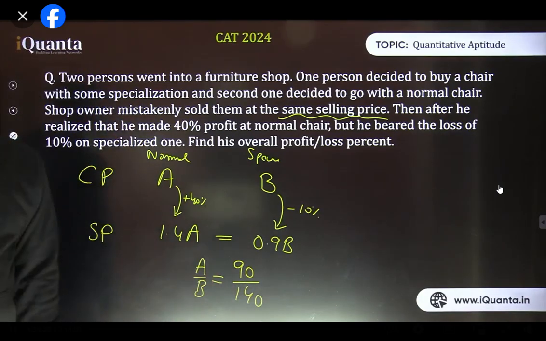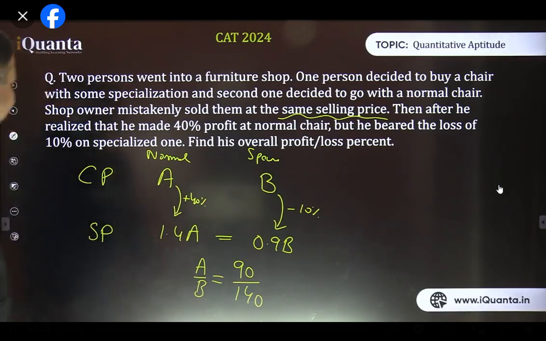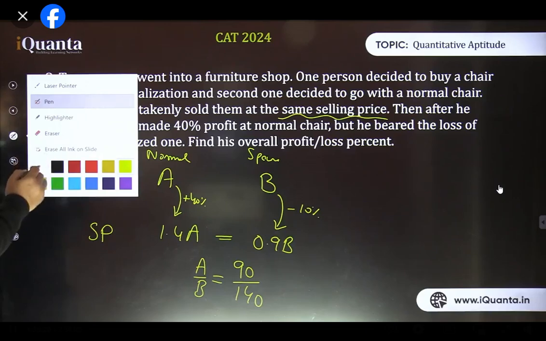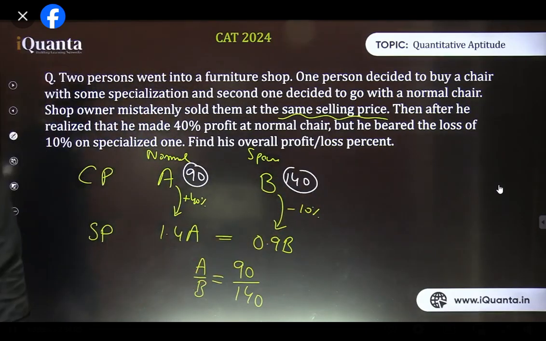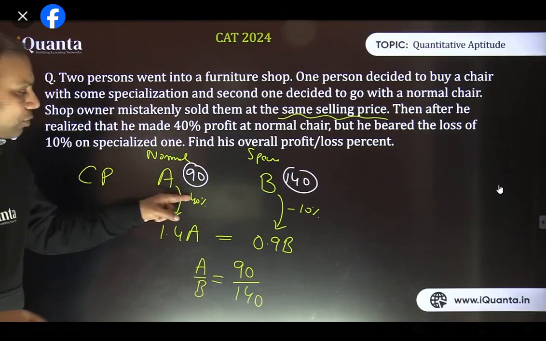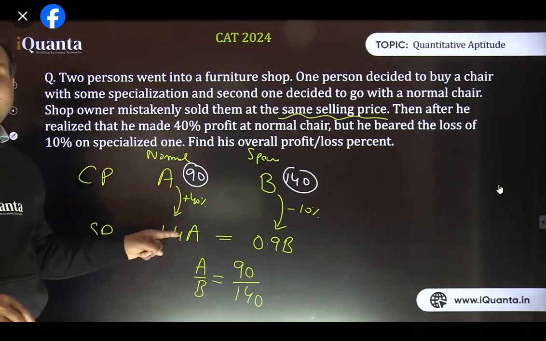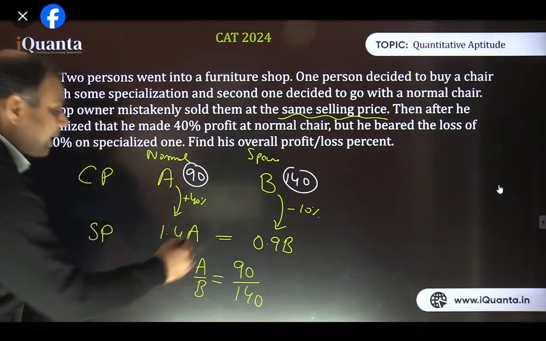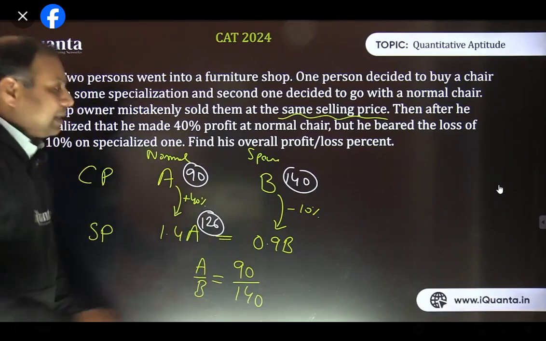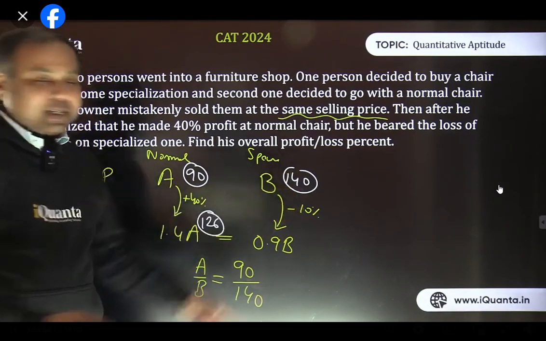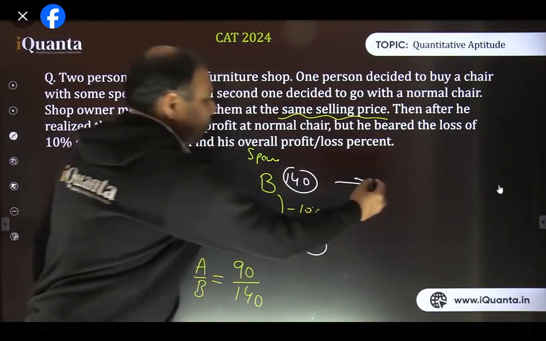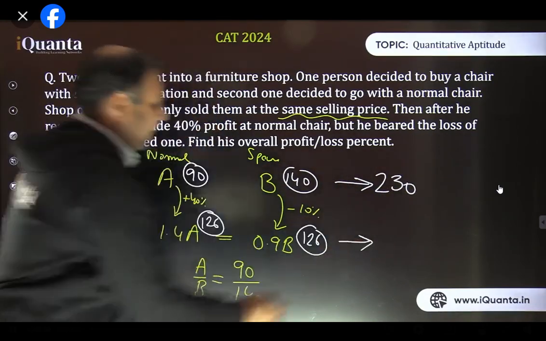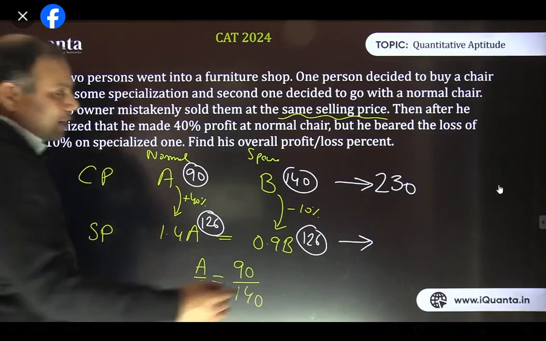I will prefer these values, so that the calculation of percentage would be easier, right? So let's say 90 and 140 are the individual cost prices. Okay, so 90 is the cost price here, 140 is the cost price here. Clear? Now 90 pe 40% ka profit will make it how much selling price? So 40% of 90 is 36, that will make it 126, isn't it? And same way 140 minus 10% is also 126. So total cost price comes out to be 230, and total selling price 126 plus 126, 252.